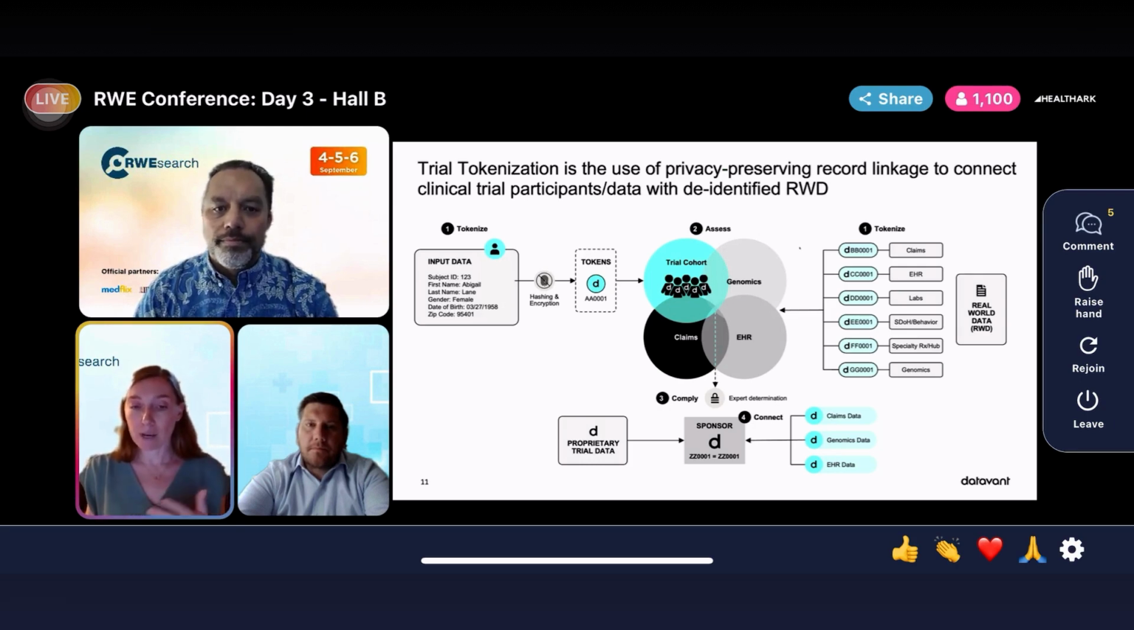So at Datavant, we have a team of expert statisticians who perform expert determinations to certify linked data sets as de-identified under HIPAA. So an expert statistical review is required to make sure that that data remains de-identified at that next step when it is actually linked and insights are generated. And we'll leave it at that.